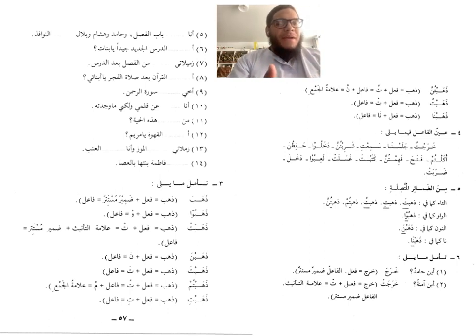So we have dhahaba, the normal state of the verb, the past tense verb, and that equals fi'l plus damirun mustatirun, a hidden pronoun. That hidden pronoun is huwa. Why do we say mustatirun? Why do we say it's hidden? Because we cannot see it. Because the normal root of the verb represents huwa. We cannot see it, so we say it's hidden, okay? Mustatir, hidden. And that is the fa'il, that is the subject, the one who's actually doing the verb.